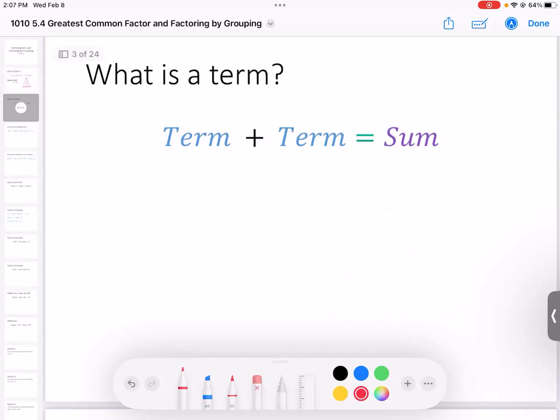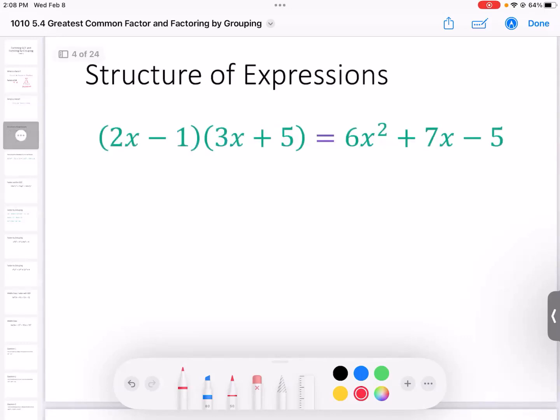Just as a review of the structure of how equations or math sentences are created, terms are things that are added together, or you could also have them subtracted. So terms are added together, factors are multiplied together. And the goal of factoring is to take a bunch of terms, like a polynomial, and to factor it so that you have two things that are multiplied together.